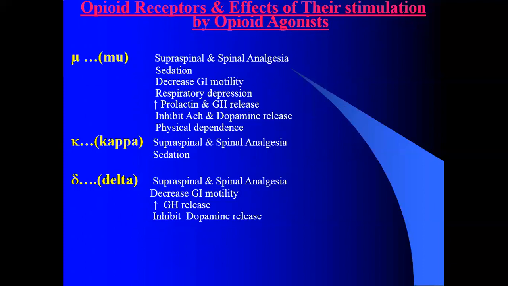Then we have supraspinal and spinal analgesia and sedation by stimulation of kappa receptors. Predominantly, mu receptors are the most used receptors by morphine and drugs related to this group. On stimulation of delta receptors, again, there is supraspinal and spinal analgesia, decreased GIT motility, and increased growth hormone release. However, there is inhibition of release of dopamine.